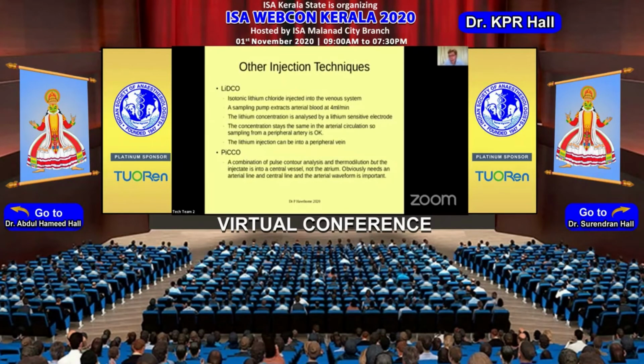Injecting lithium into the venous system and measuring the concentration in the arterial system has been developed using a lithium sensitive electrode. The benefit of this is that you can use peripheral veins and peripheral arteries to do the job. One of the problems with it is that it does extract arterial blood at a rate of 4 mils a minute. So there may be a potential problem there.